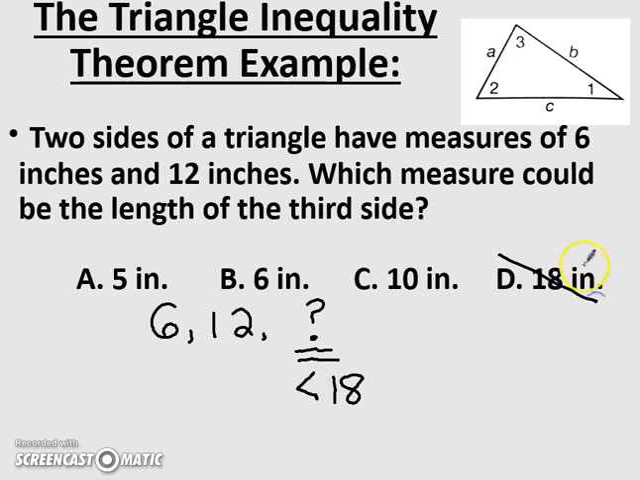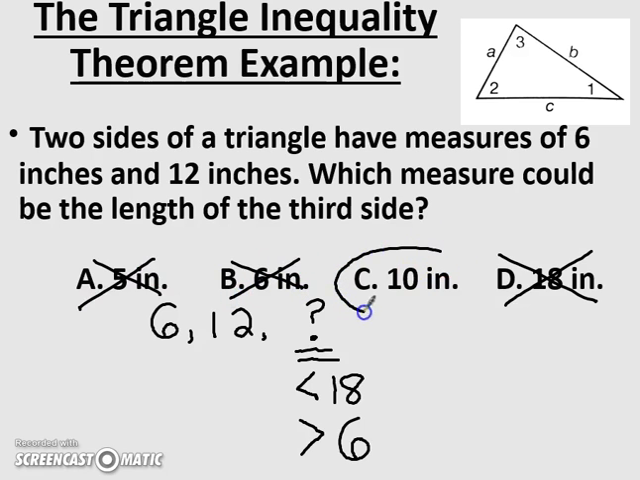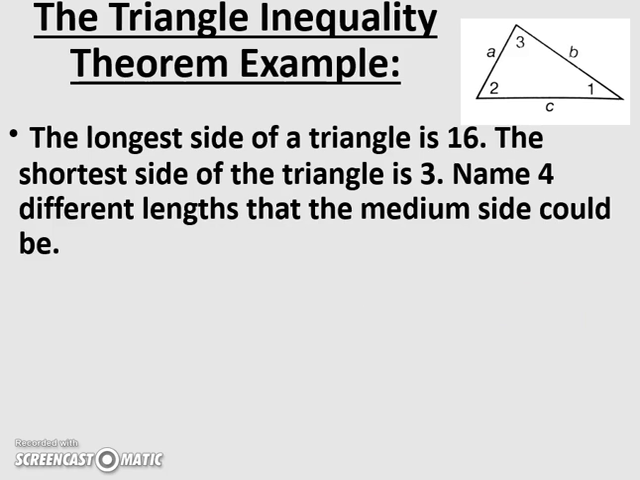So right now we can eliminate 18 because that's not less than 18. We are also looking for a number that's greater than when you subtract these. So 12 minus 6 makes 6. So we're looking for a number bigger than 6. 5 is not bigger than 6, and 6 is not bigger than 6. So the only measurement can be 10. 10 is both less than when you add them, which is 18, and greater than when you subtract them, which is 6.